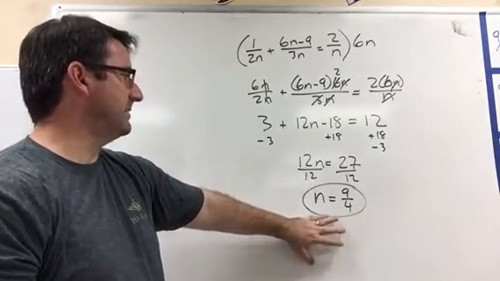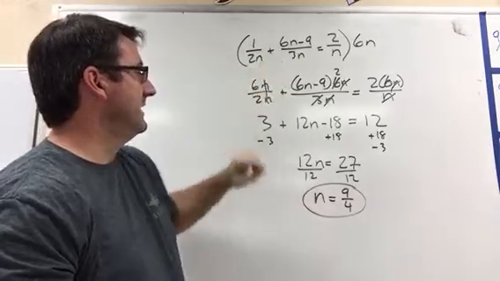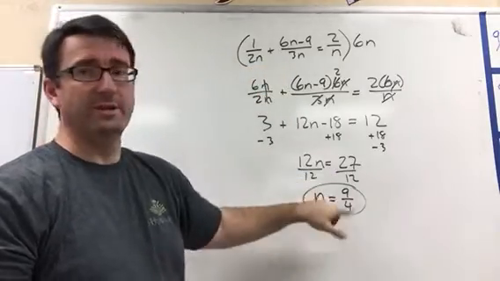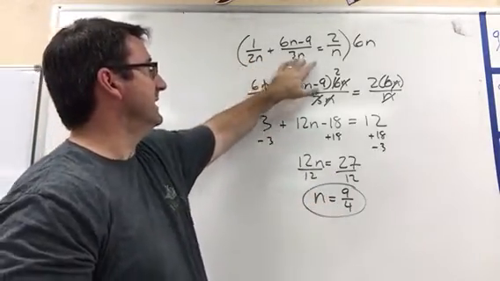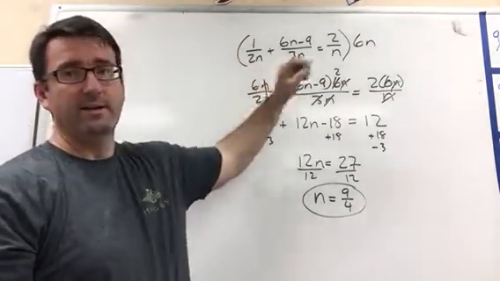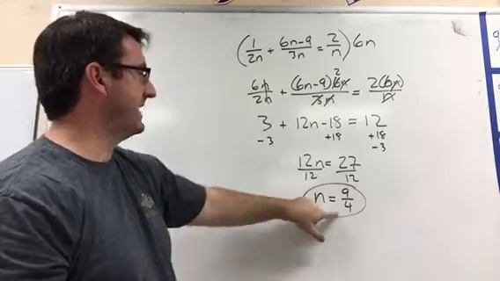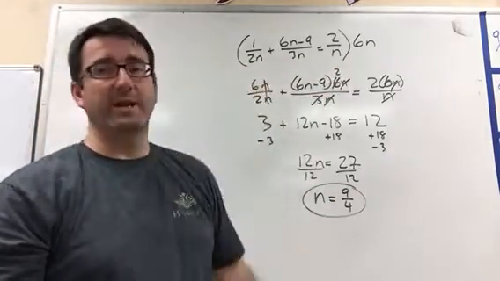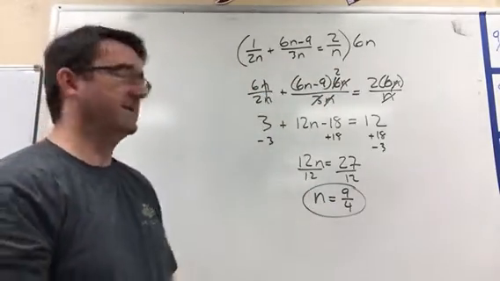Again, with these types of problems, you always want to make sure that the solution that you get isn't going to give you an undefined solution up here. So this can't make any of these denominators 0, which clearly it doesn't here.